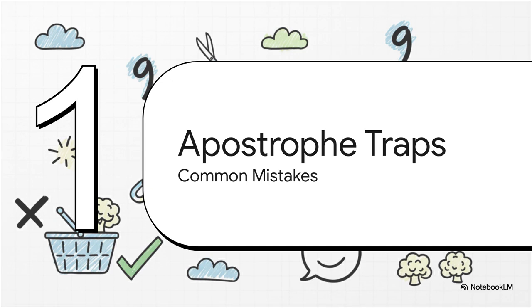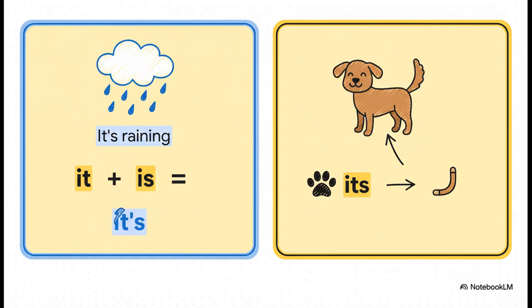All right, we've got the two jobs down, contractions and possession. Now for the fun part. Let's talk about the common traps, the apostrophe pitfalls that catch everyone. I mean, everyone. But after this, you're not going to fall for them. And here it is, trap number one, the heavyweight champion of grammatical errors. It's versus its.